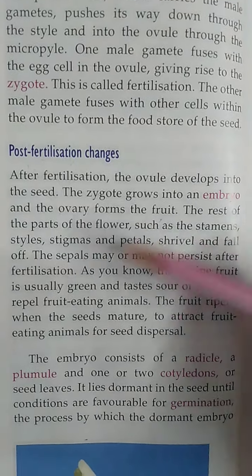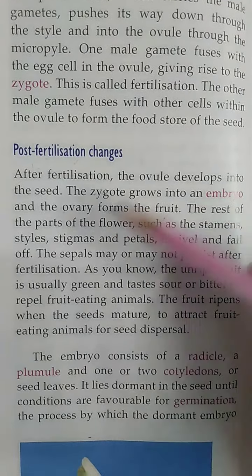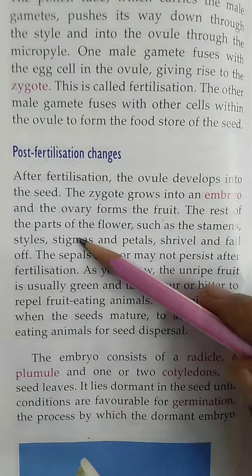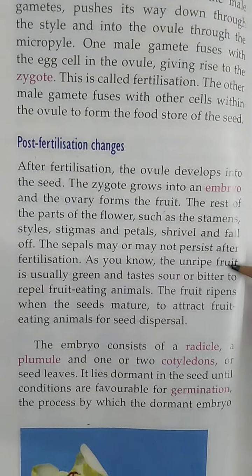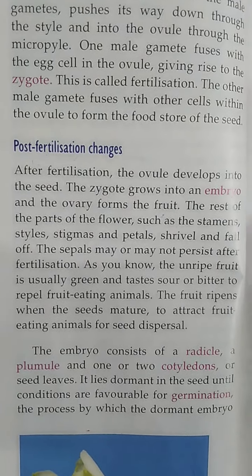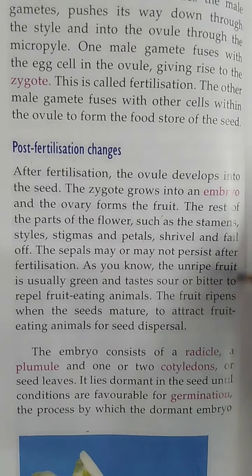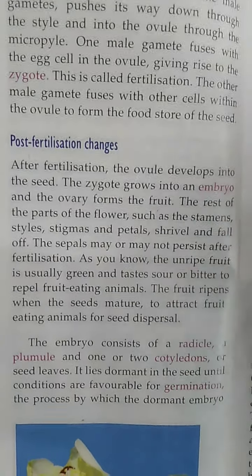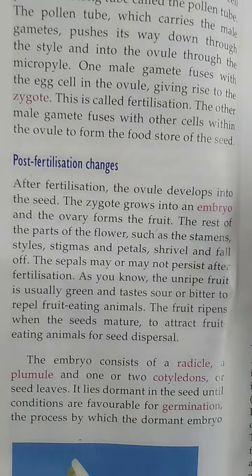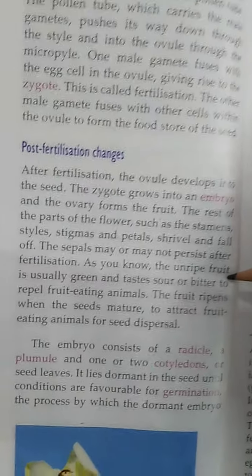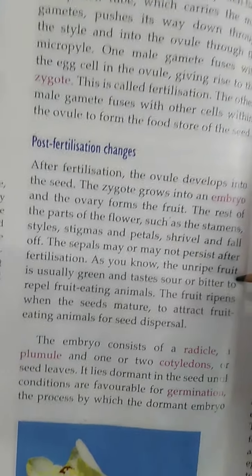The rest of the parts of the flower, such as stamens, petals, stigma and style, all shrivel, meaning they disappear. And the sepals sometimes may persist after fertilization. As you can see in the case of unripe fruit like guava and apple, students, you have seen that some small, dried, green leaf-like structures are present along with the fruit. These are actually the sepals.